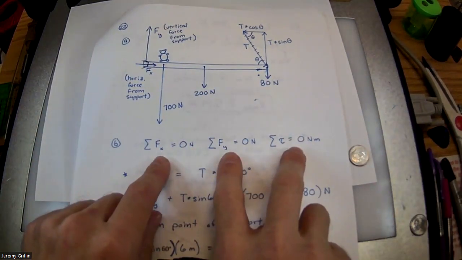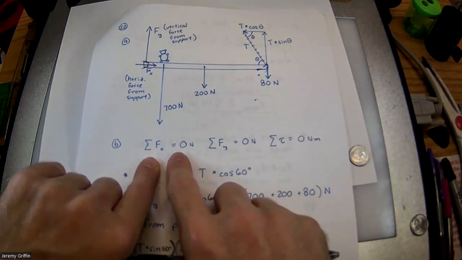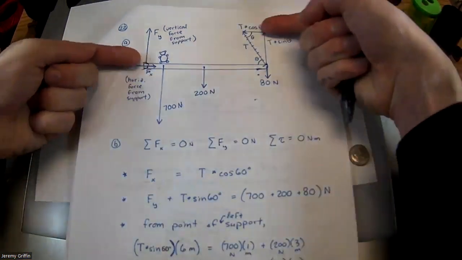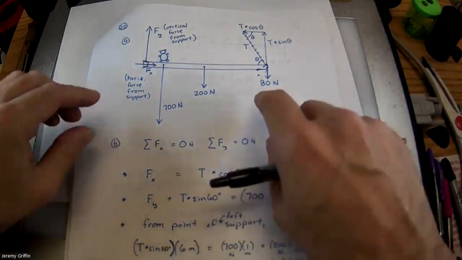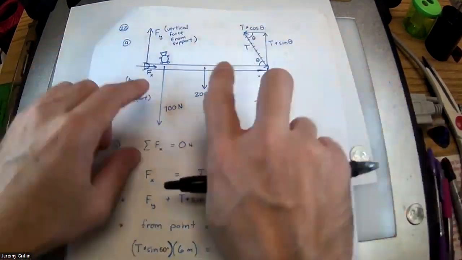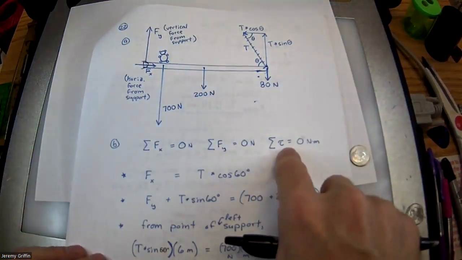So here's your equilibrium conditions. The sum of the forces in the X direction is zero. That's these guys. The sum of the forces in the Y direction is zero. That's this stuff, and this stuff has to balance with these three guys down. And the sum of the torque is equal to zero.